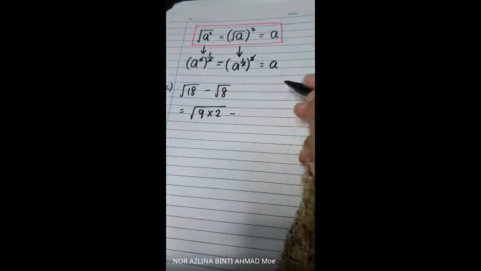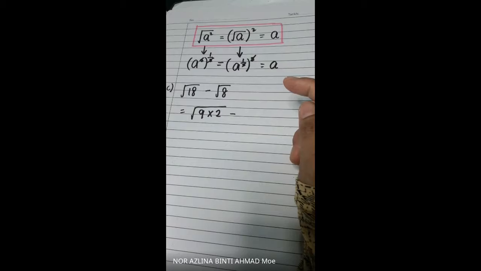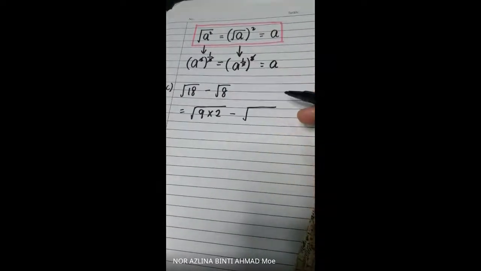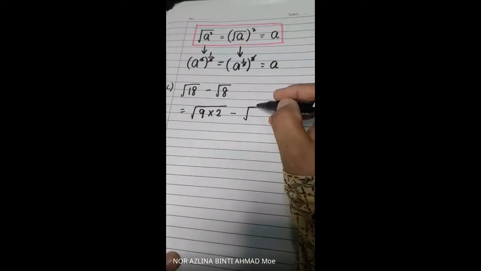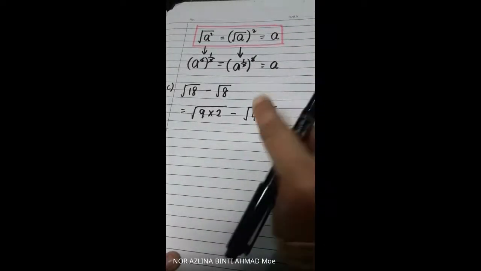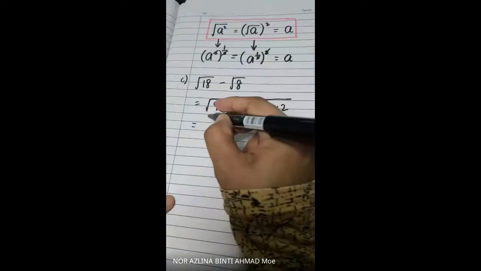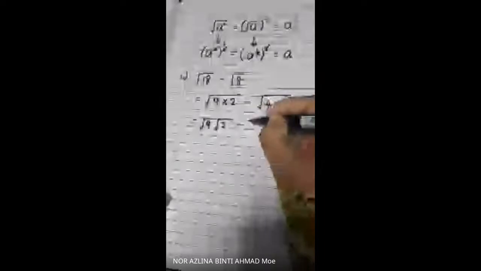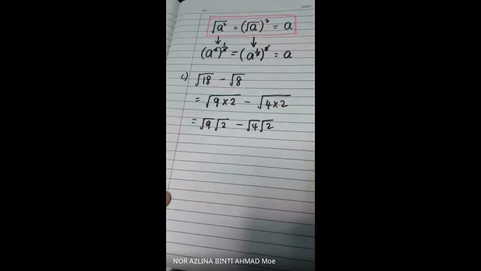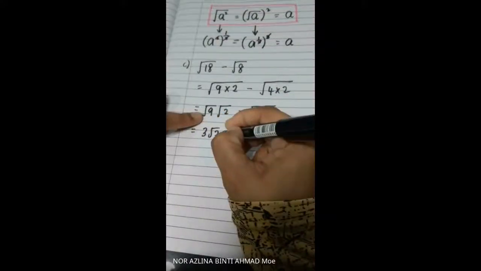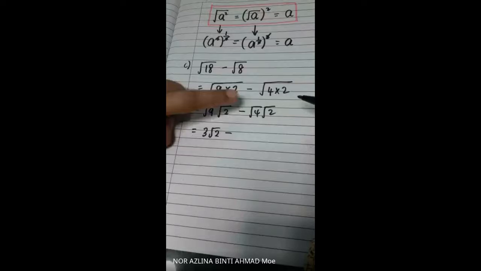So minus 8. How to simplify? Can we get the multiplication number that we can simplify? Square root of 4 multiply 2. Because 4 simplifies. Square root 4 becomes 2. Okay, this is square root 9, square root 2 minus square root 4, square root 2. So this is equal to square root 9 is 3, 3 square root 2 minus square root 4 is 2, 2 square root 2.